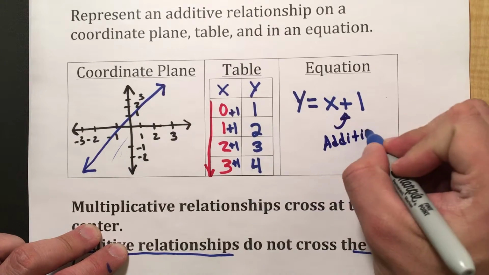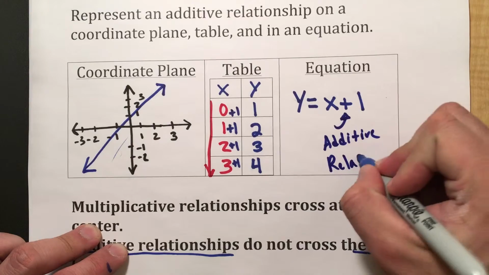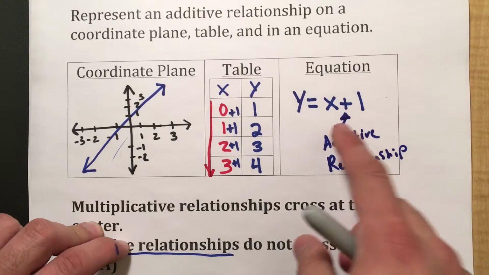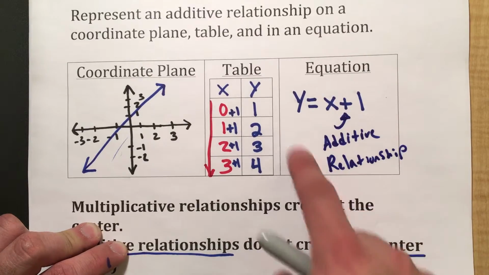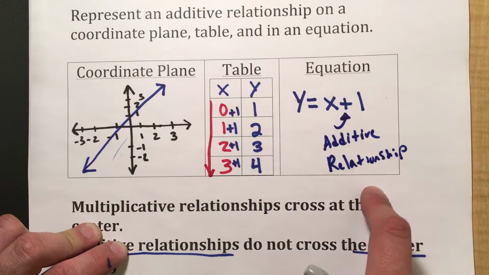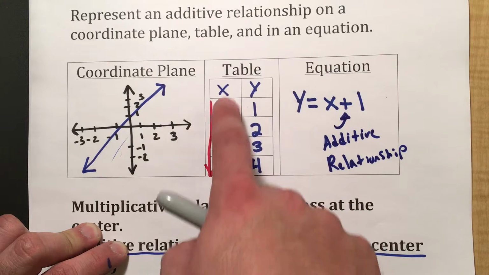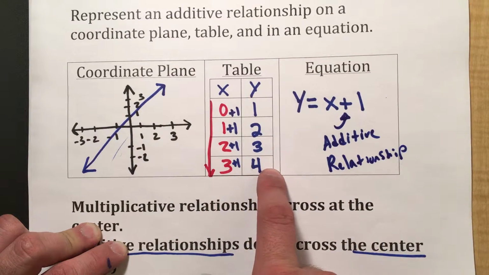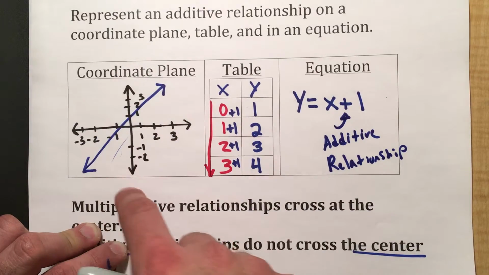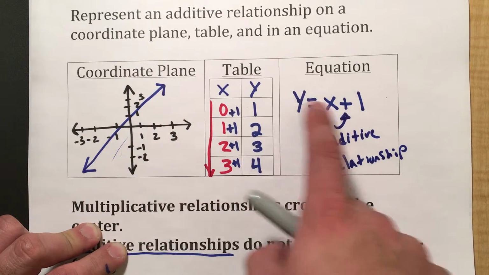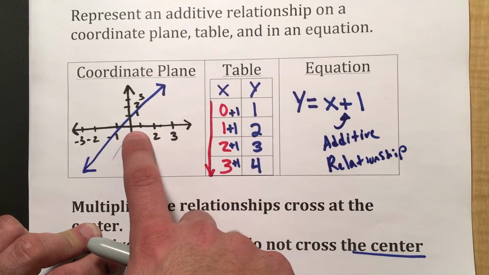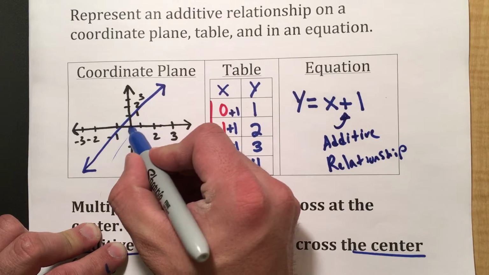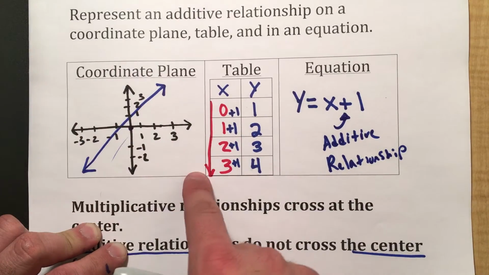So how do we identify an additive relationship again? If we have a plus sign in our equation, that means it's an additive relationship. If we have a table and we find a pattern where we're adding the same number to all of our x values, then we can say that's an additive relationship. If we're given a coordinate plane where we have an equation that is graphed and it does not cross the center, and by the center I mean that point right at the origin, then we can say that it's an additive relationship.